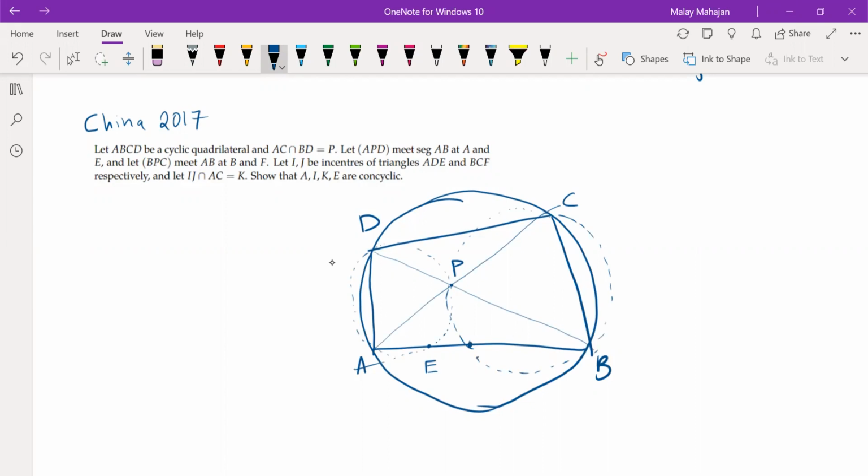This is F, center of... IG cap AC is K, and you want to prove AIK is concyclic.